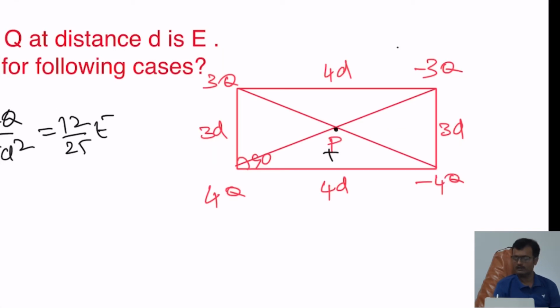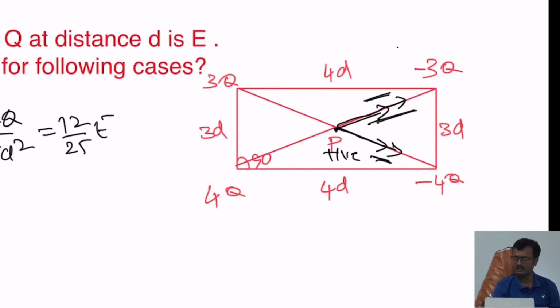At the point P, there is a unit positive charge. 3Q repels the unit positive charge along this direction. Minus 3Q attracts along this direction. So these forces are the same. 4Q, positive charge, repels along this direction, and minus 4Q attracts the unit positive charge along this direction. See, these two vectors are in the same line.